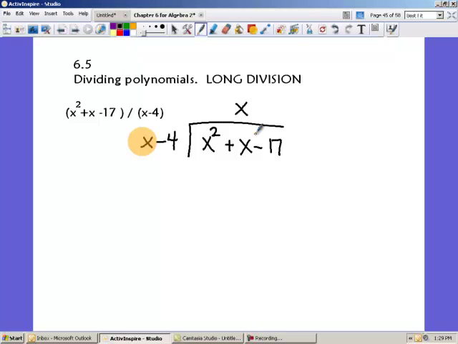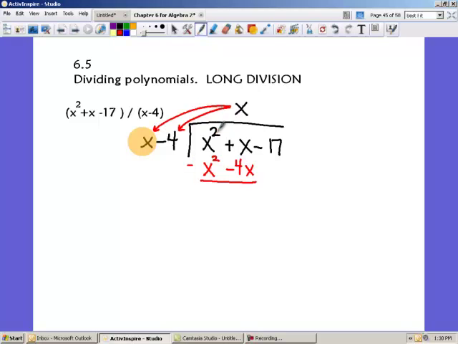So now what we do is you say, okay, x times x is x squared. But you have to do it to this one too. That's where this negative 4 comes in. So x times negative 4 is negative 4x. And subtract, just like we would in a regular division problem.